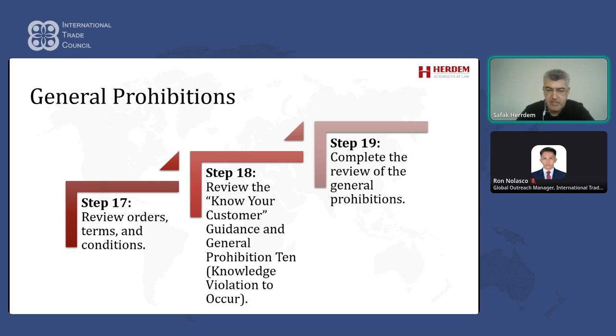Step 19 is a complete review of the general provisions. After completion of the steps regarding the general provisions and the review of all 10 general provisions, including cross-reference regulations in the ER, it will become clear which, if any, of the 10 general provisions of the ER apply to the contemplated transaction or activity.